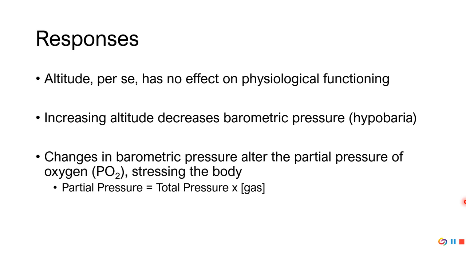Okay, and we can still calculate the partial pressure of oxygen, or any gas for that matter. It's just the total pressure times the percentage of the air that's made up of that gas. And so with oxygen, it's always going to be total pressure times approximately 21%. Now, why is this such a big deal? Well, there's a couple of reasons. One, there's just going to be less oxygen, but two, the gradients change.